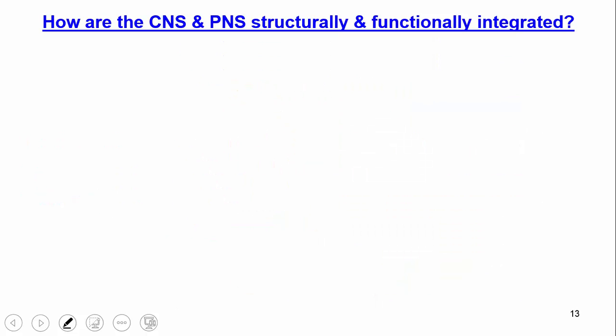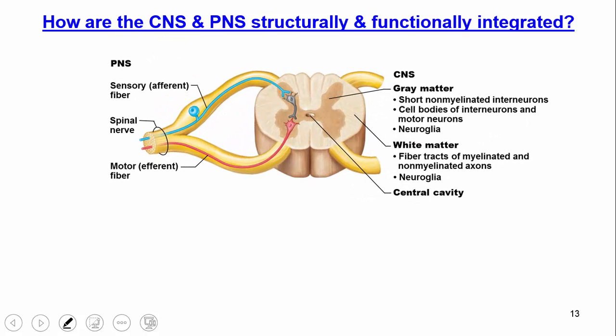Okay, so how are the central and peripheral nervous systems structurally and functionally integrated? How do they work together? It's sort of a nice picture here. So you'll see the peripheral nervous system here, right? So you see nerves entering and leaving the spinal cord. You have the central nervous system that's composed of the brain and the spinal cord. Let's look at the central first, and then we'll go to the peripheral.